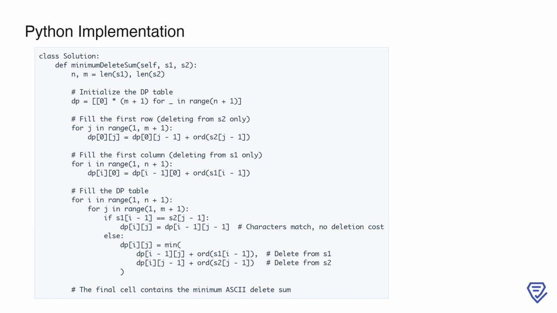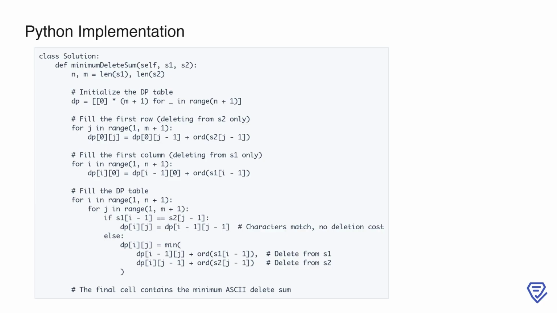Next, we populate the first row and the first column of the table. For the first row, we calculate the cumulative ASCII values of characters from s2, simulating the scenario where all characters in s2 are deleted. Similarly, for the first column, we compute the cumulative ASCII values of characters from s1, representing the cost of deleting all characters in s1. After setting up these base cases, we proceed to fill the rest of the table.